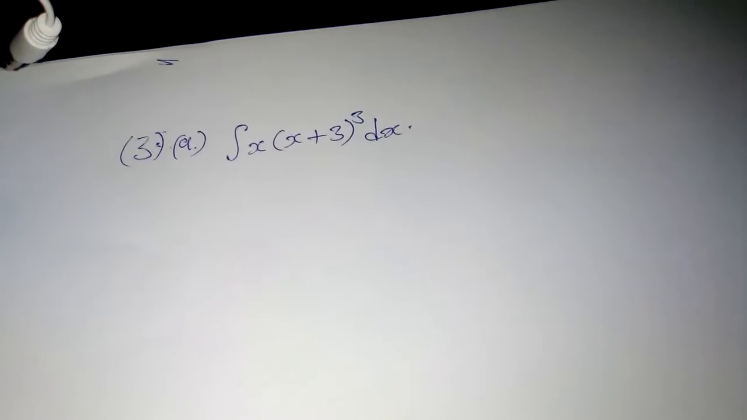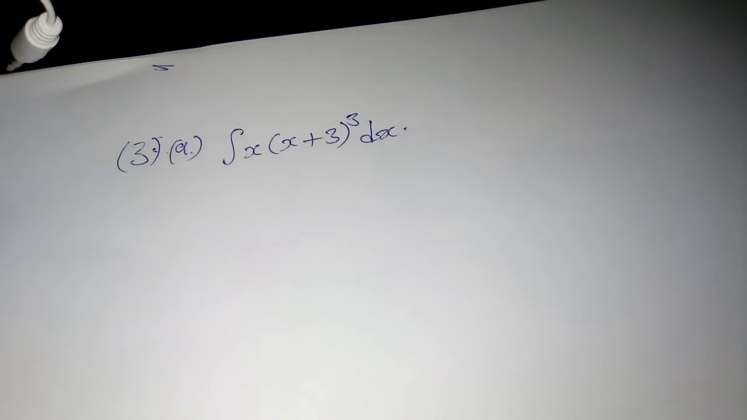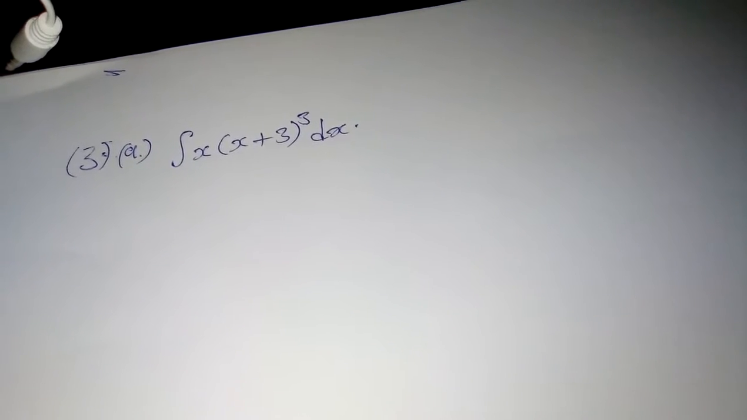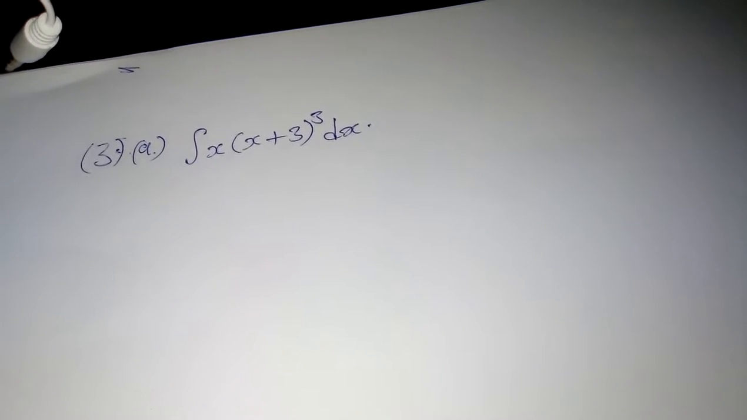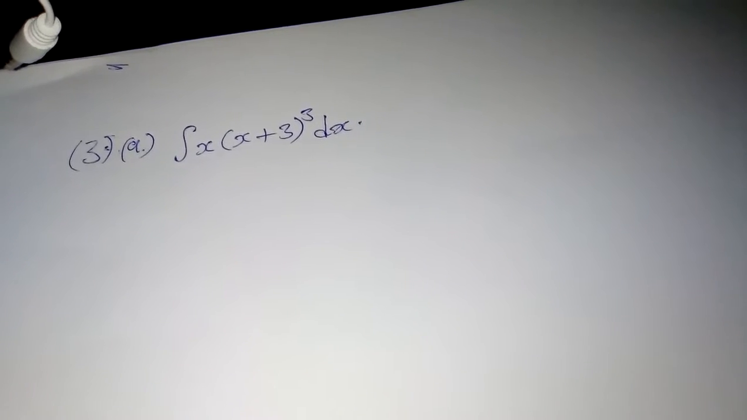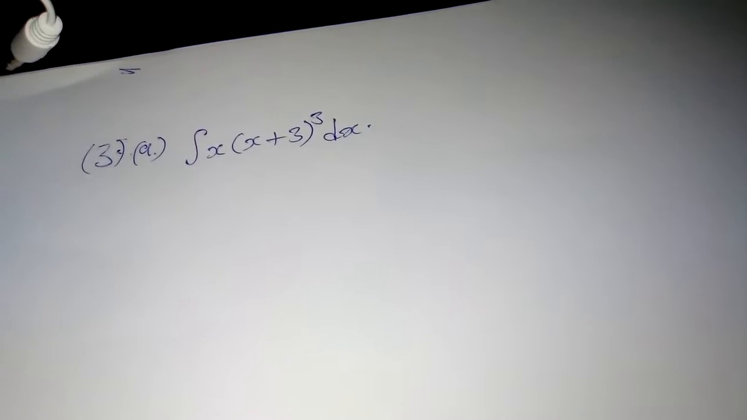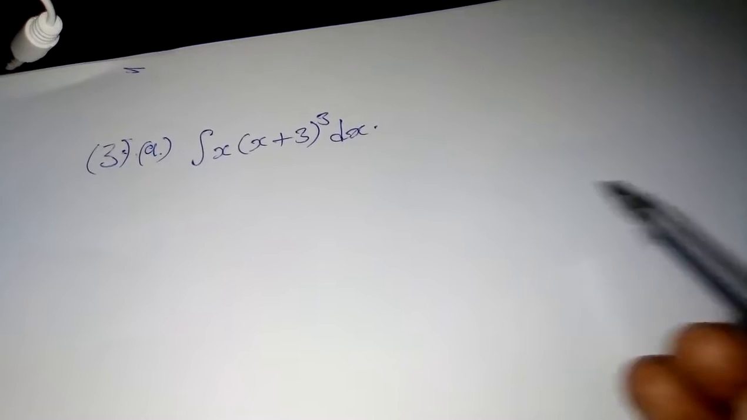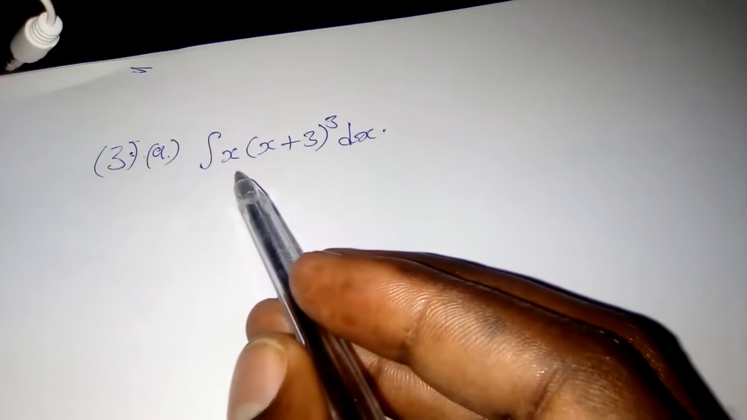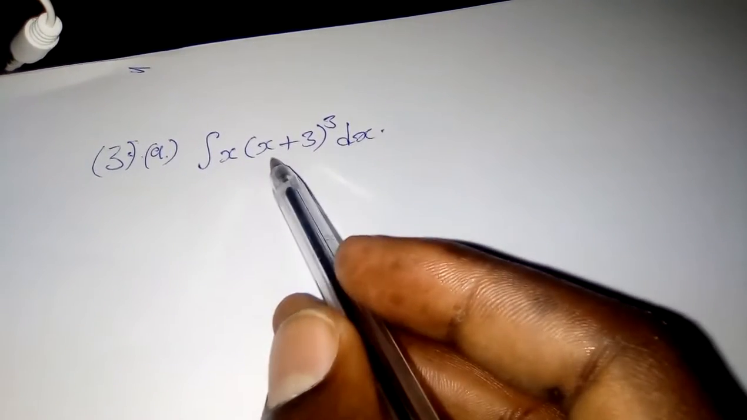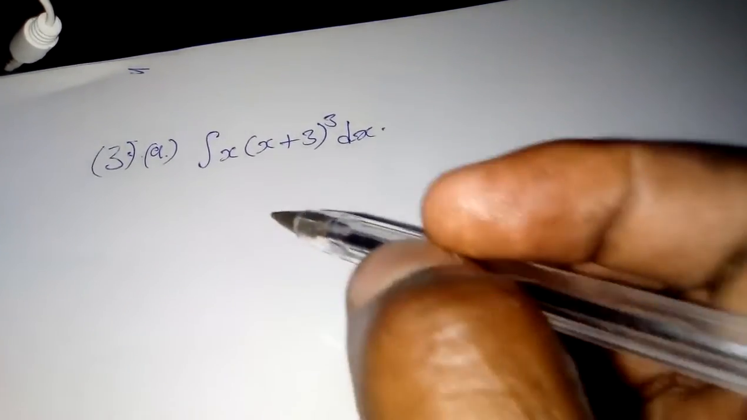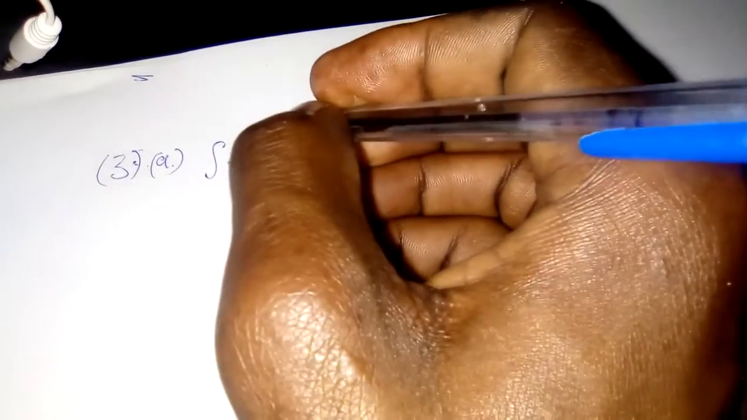Alright, so as you can see here, I'm using a plain paper because I want to solve as many questions as possible. So we can see I'm going to start with question 3a. The question reads, by changing the variable, determine the integral of x times (x plus 3) to the power 3. So by changing variable, let me write changing variable on top.